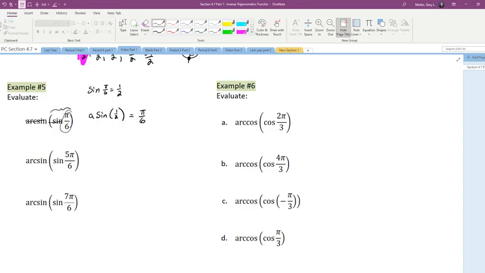So if arcsine and sine cancel each other out, then logic would tell us the answer is 5 pi over 6. And that's where logic is going to fail us. The answer is not 5 pi over 6. The answer is pi over 6. Why is it pi over 6? Because of the facts that we just talked about. So if we repeat the same thought process here, the sine of 5 pi over 6 is going to be 1/2.